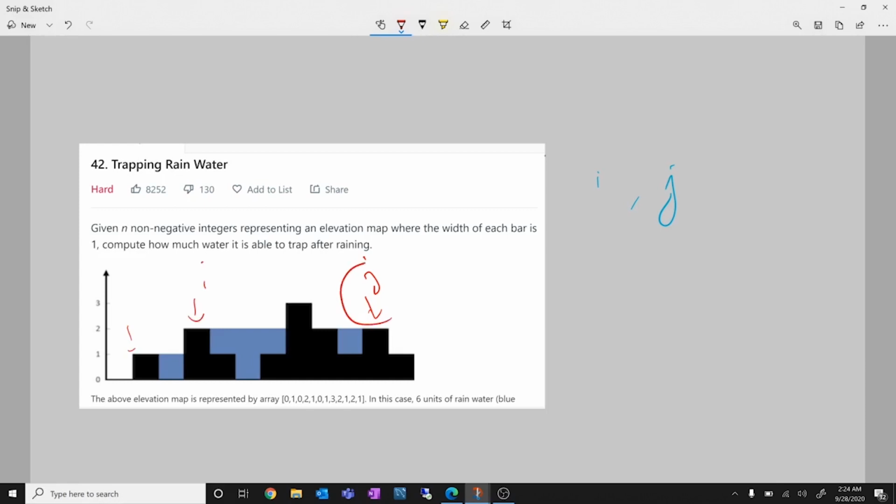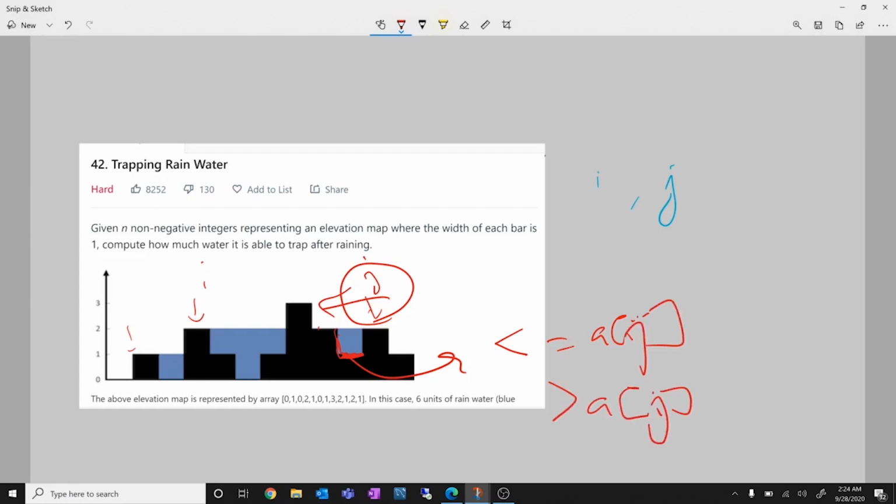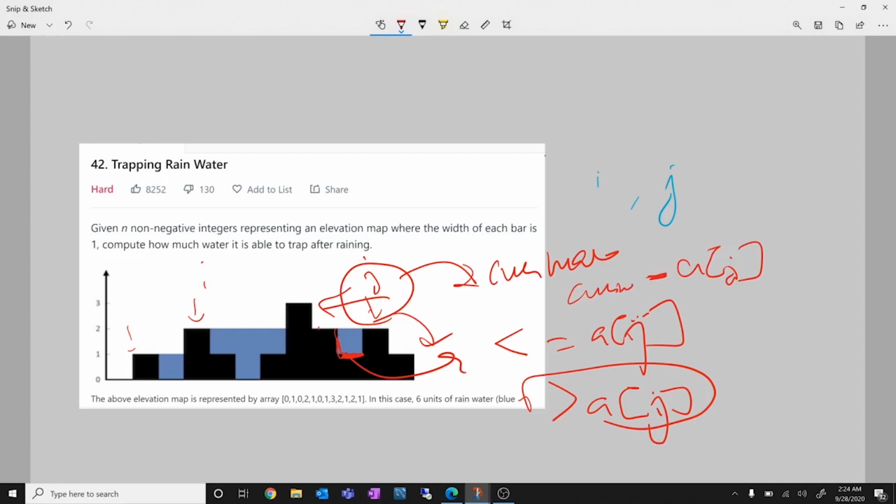Once I've taken this j, I'll move over here and see whether the next building, now I'll be at this building, is less than or equal to a[j], or greater than a[j]. Or I can assign it a different variable, curmax. So I will decide: if now this value is again greater, this will again be an overflow condition. While if it is lesser, I have to simply take curmax minus a[j].